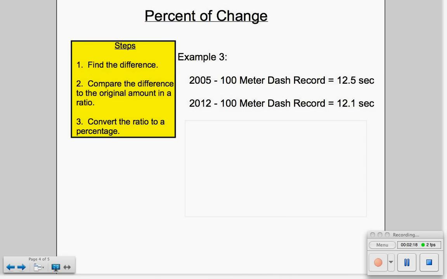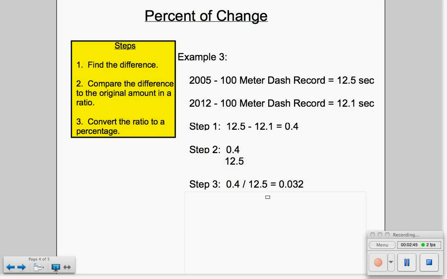Example 3, we can see that we've got a 100-meter dash record of 12.5 seconds, and we can see that that record was beat. In 2012, the record was set at 12.1 seconds. So again, we're going to start by finding the difference between those two values, which is 4/10. We're then going to set up a ratio that compares the difference to the original amount, and then we're going to convert that ratio into a percentage.